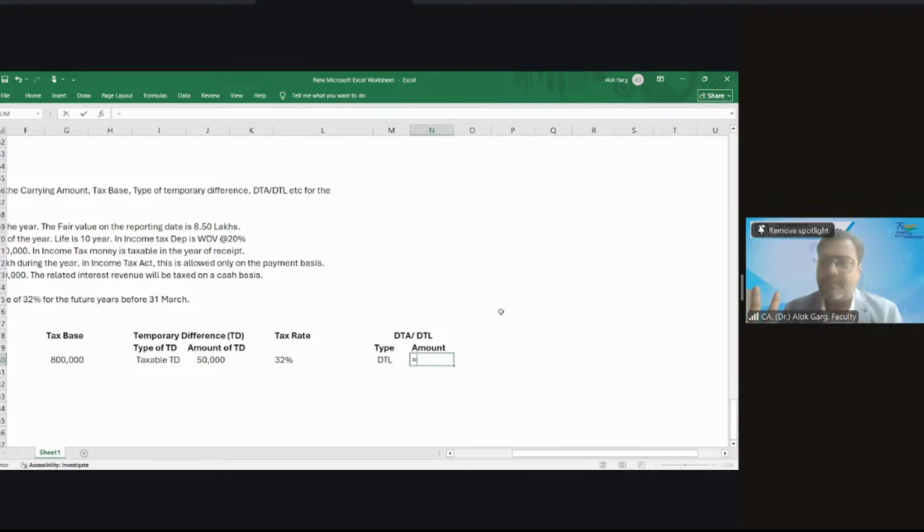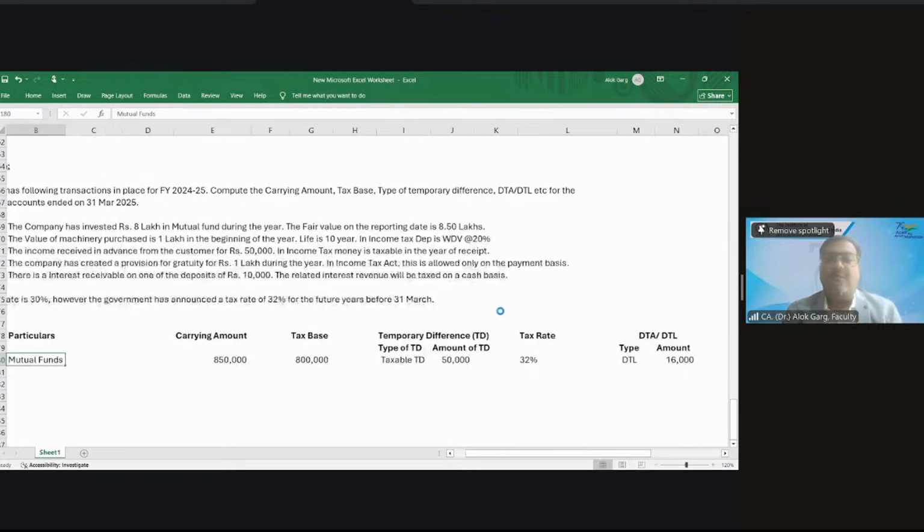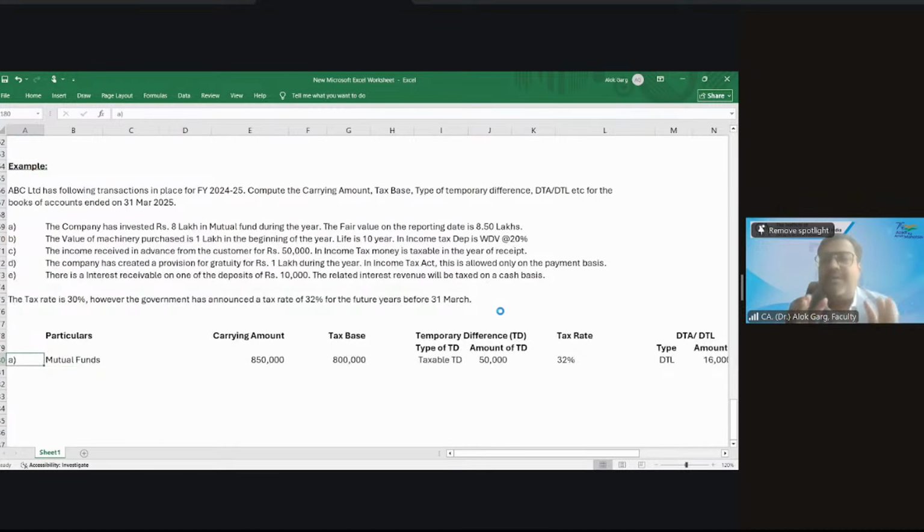Okay. So friends, what is my deferred tax liability amount? Temporary difference multiplied by tax rate. So my DTL is 16,000. Friends, please let me know if you have any problem in understanding this question.